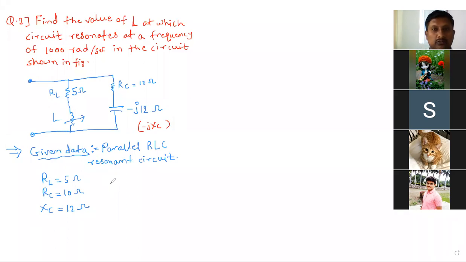Sorry, one more thing they have given is omega R. Omega R is equal to 1000 radian per second. So FR is equal to 1000 divided by 2 pi hertz. That you can calculate and put the value here. So what are the things you have to find out? I have to find out the value of L.